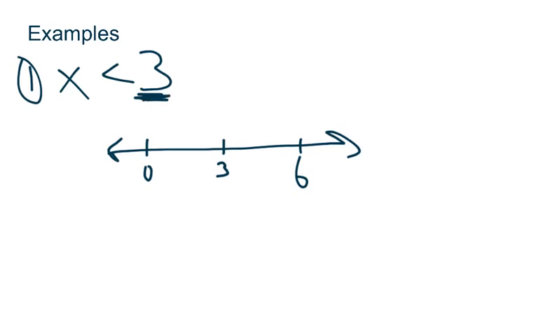Take a look at your inequality symbol. What do we have here? Well, we have a less than, and so that less than is going to translate to an open circle. So we'll put an open circle at 3, and then since the variable's on the left-hand side, we can do the arrow trick and point an arrow to the left.